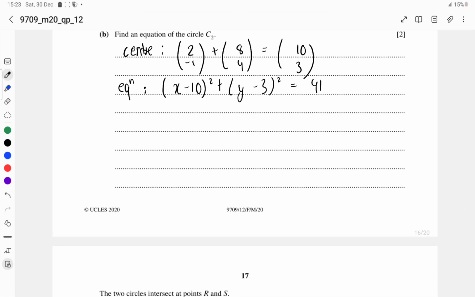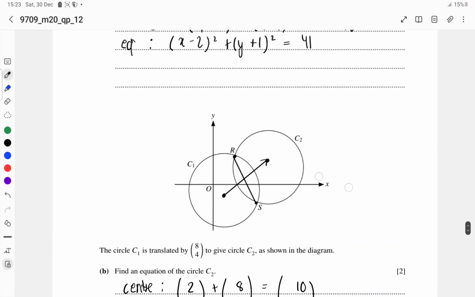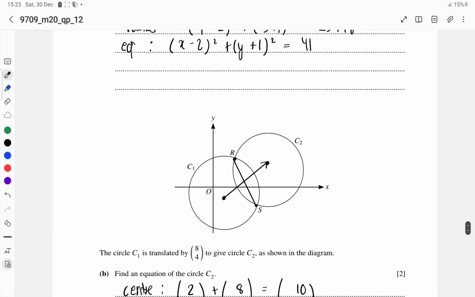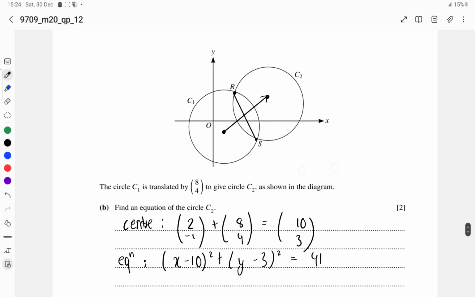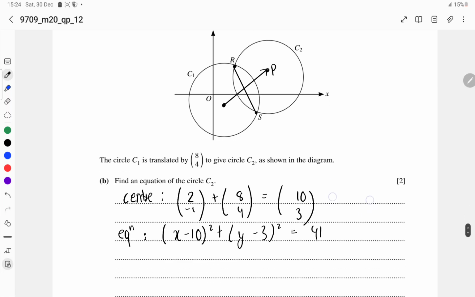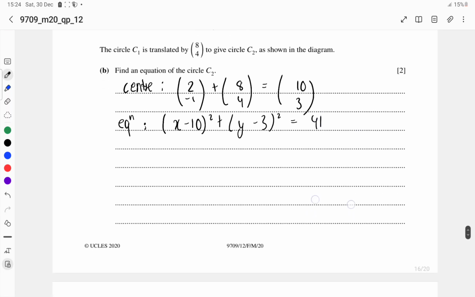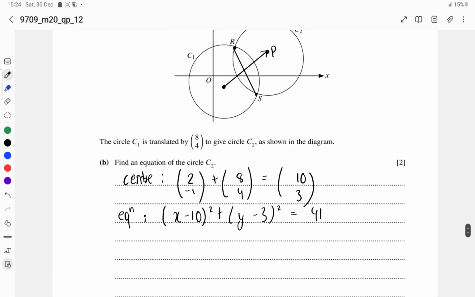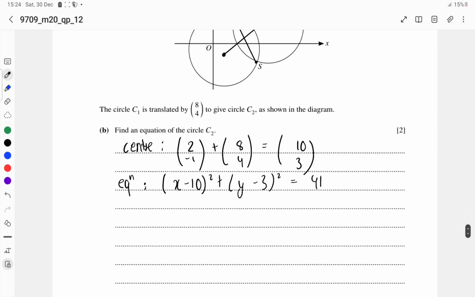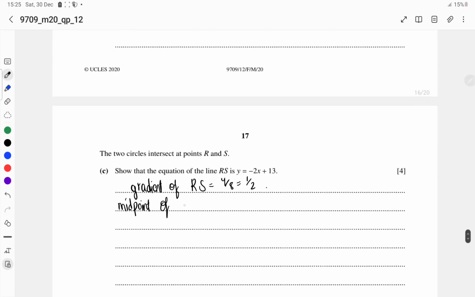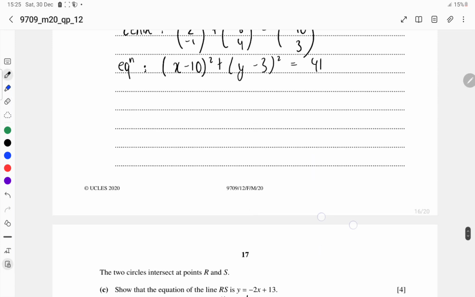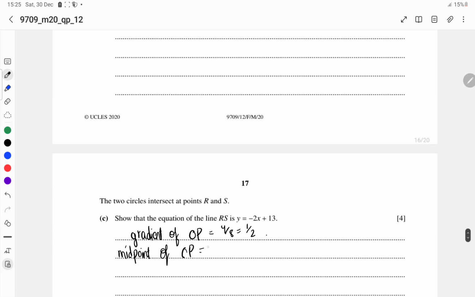Then after, we need to find the midpoint of the line. So what is going to be the midpoint of the line? Okay, so we need to find the midpoint between, let's say this point is P. We already have the slope of OP, so we now need to find the midpoint of OP. The midpoint of OP is given by the average of these two centers. So it's (10 plus 2)/2 and (3 minus 1)/2. I'm sorry, I wrote gradient of RS. It should be gradient of OP. Then after, the midpoint of OP is going to be (6, 1).